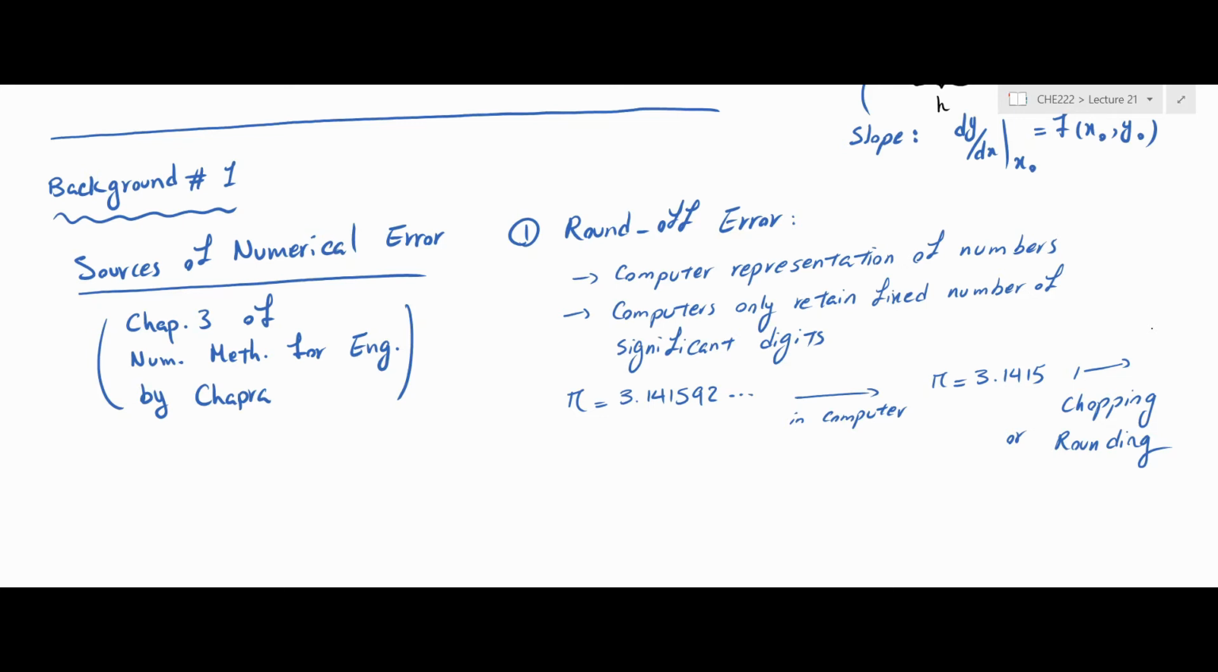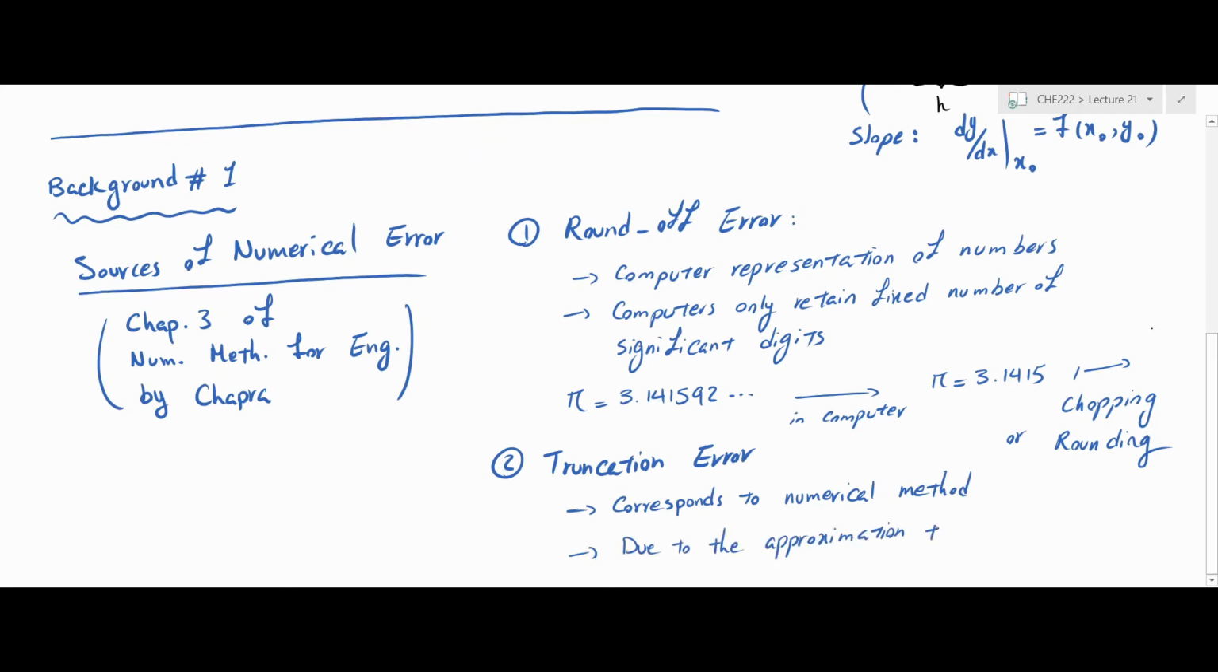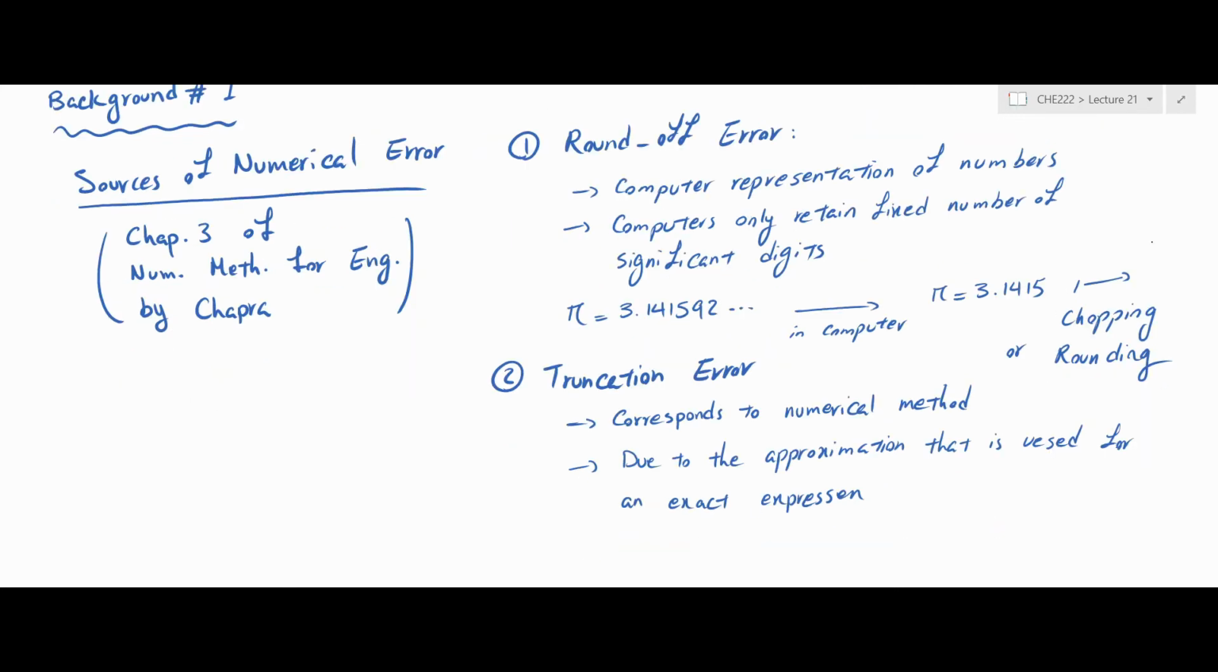But the next type of error is called truncation error. When we talked about Taylor series expansion, we briefly explained the truncation error, but here to recap, the truncation error is due to the numerical methods and basically the approximations that we use to represent an exact expression. I will shortly give you an example of truncation error in the context of Taylor series expansion. So for now, we know that there are two sources of numerical error.